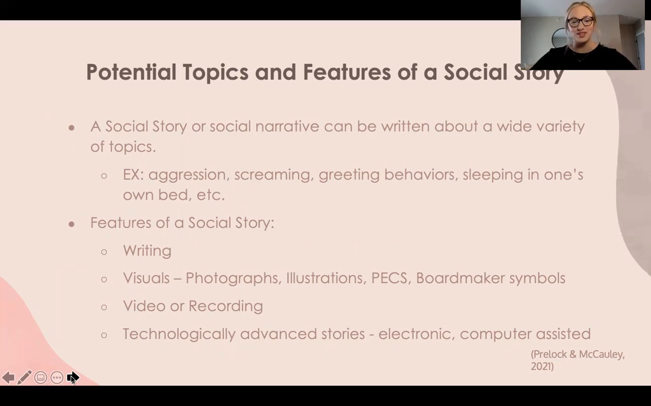Most of them do include some sort of writing and some sort of visual, which could be photographs, illustrations, picture communication symbols, or Boardmaker symbols, which is an online platform. Also, some can be accompanied by videos or recordings. And more recently, social stories are becoming technologically advanced by using electronic or computer-assisted social stories.